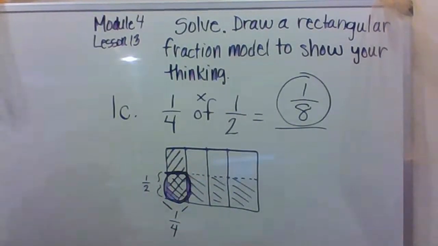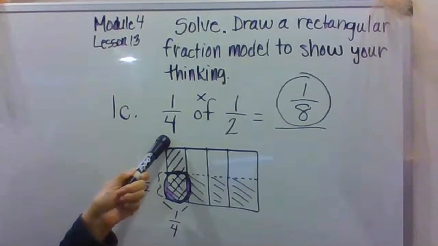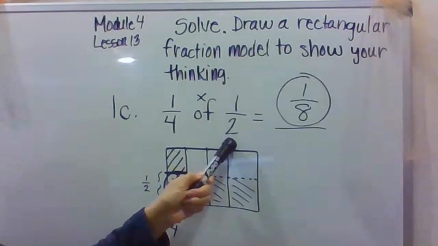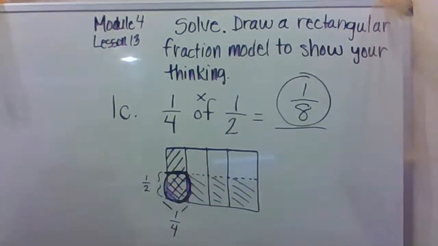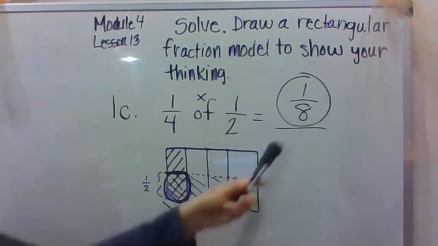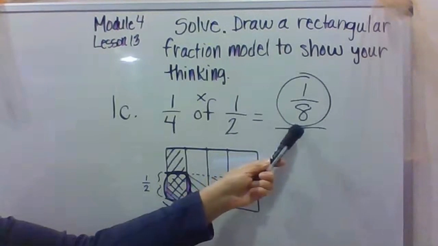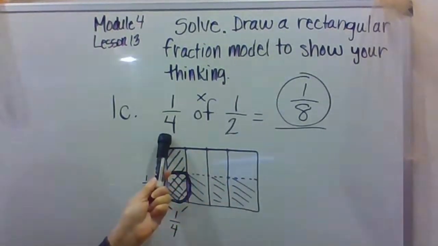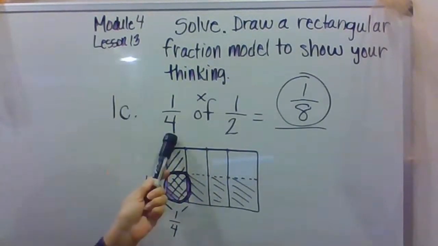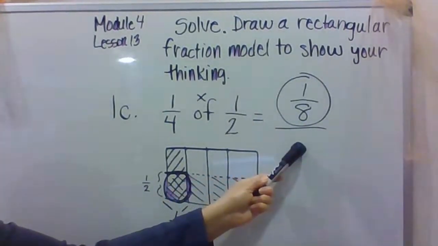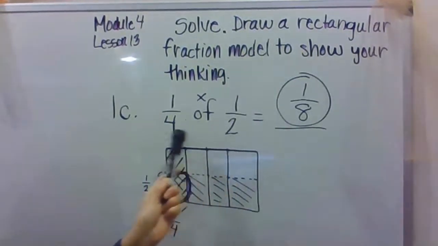And again, if you look at this, is 1/4 more than 1 or less than 1? It's less than 1. Is 1/2 more than 1 or less than 1? Less than 1. What happens to the product when you multiply two fractions that are less than 1? Well, look at our product. Is 1/8 larger than this? No. Is 1/8 larger than 1/4? No. So your response would be, when you multiply a fraction less than 1 by another fraction less than 1, the product will get smaller than, or less than, both factors.